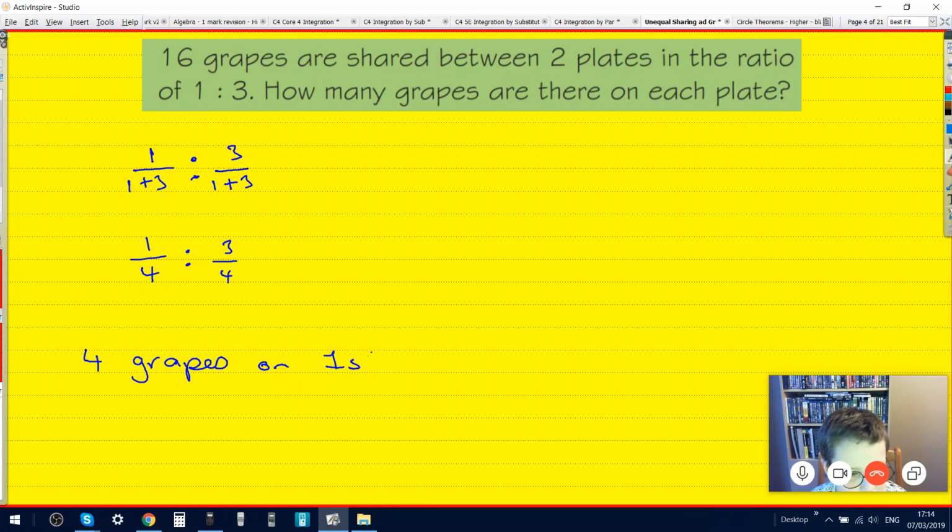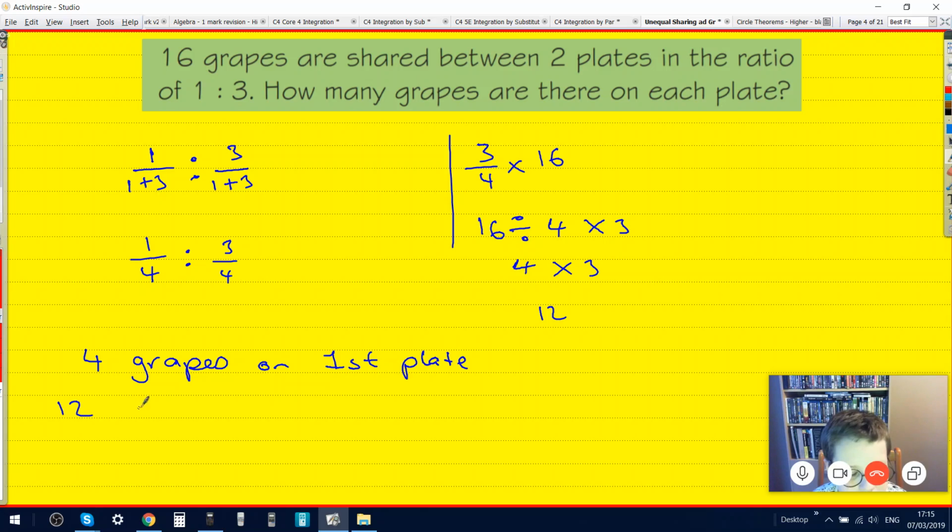3/4 of 16? 3/4 times 16. How'd you do that? 16 divided by 4, and that is 4. So 1/4 of 16 is 4. 3/4 is 12. Well done. And that is 12. So 4 grapes are on the first plate, 12 grapes are on the second plate. And do they add up to 16? Yes, they do.